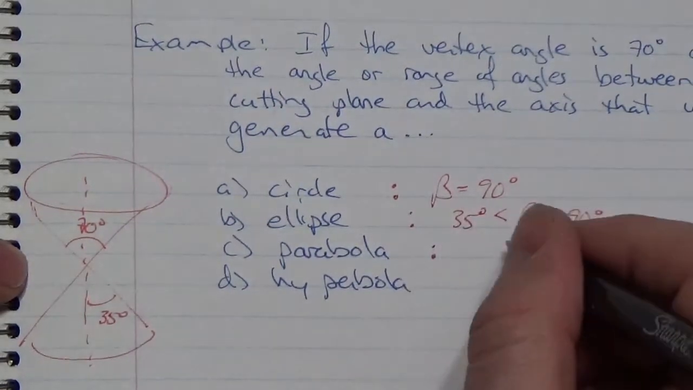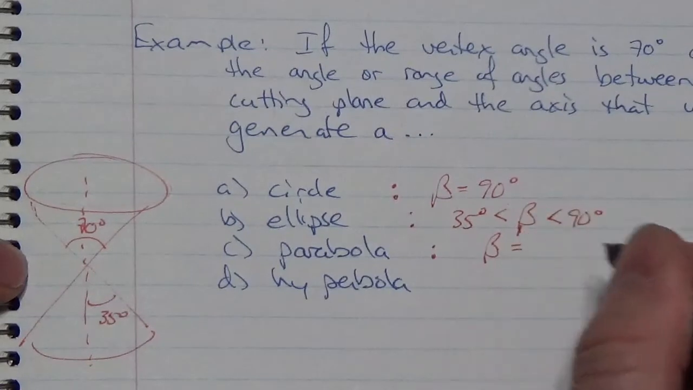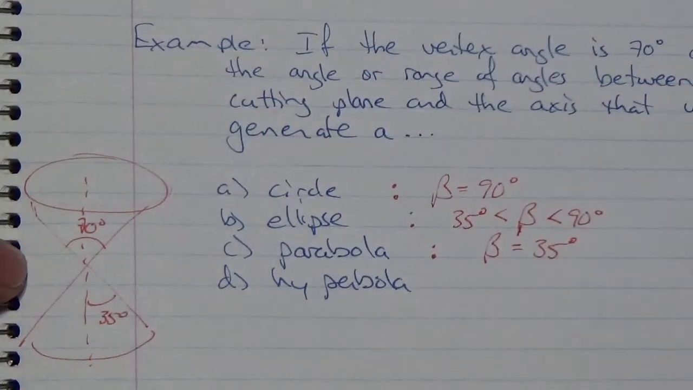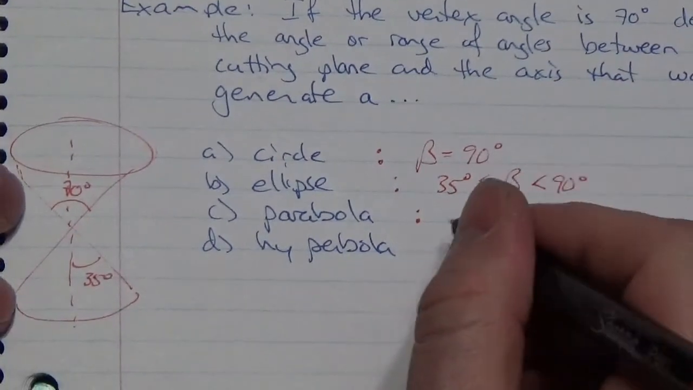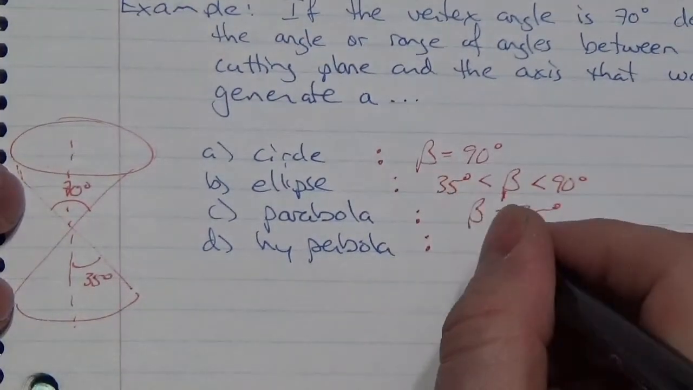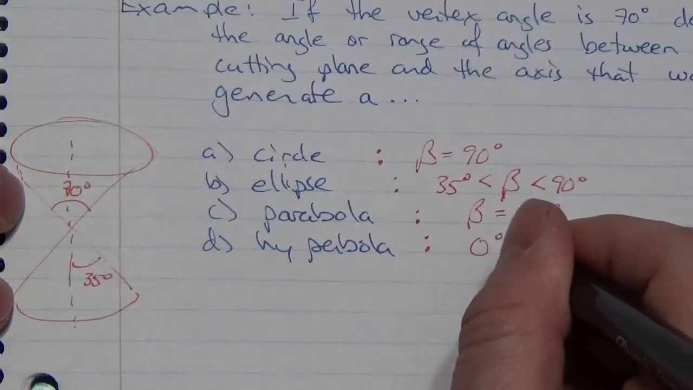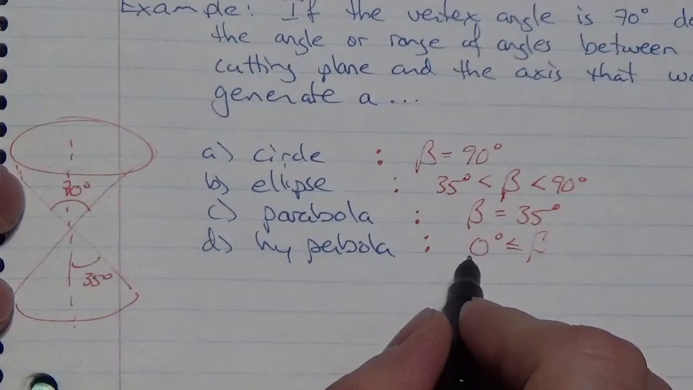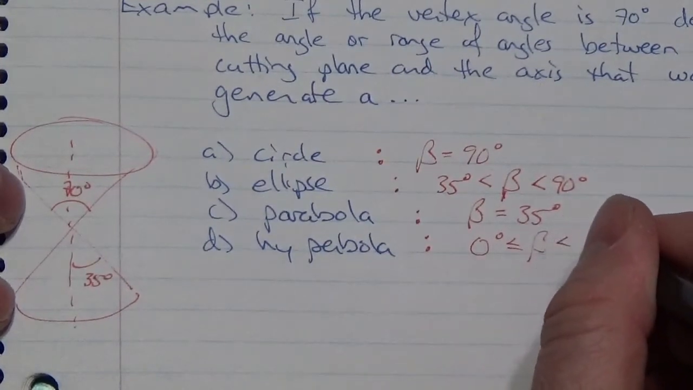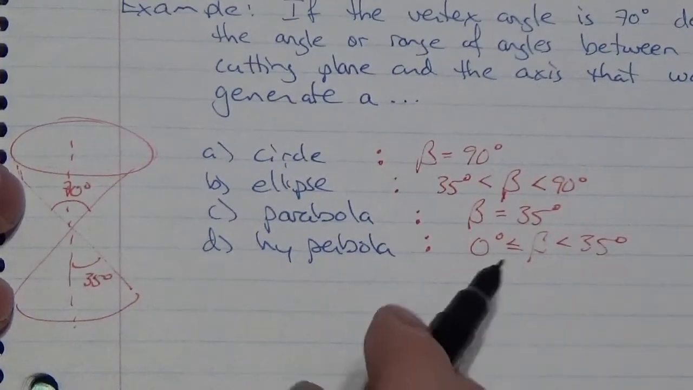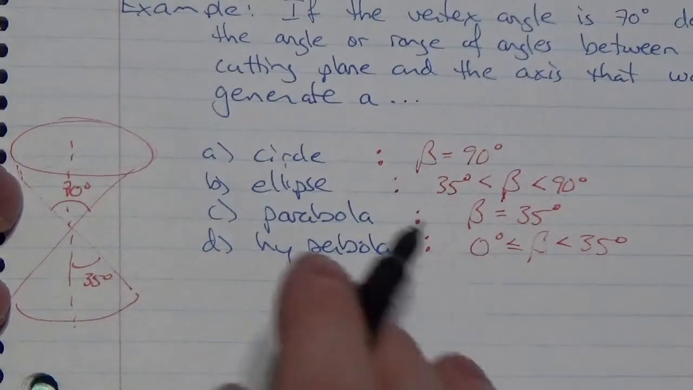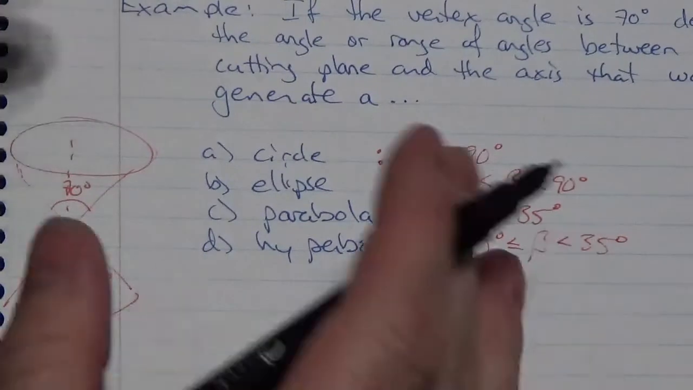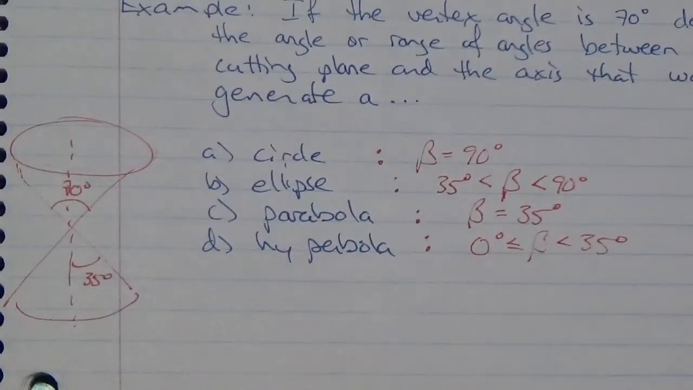If I want to get a parabola, then my cutting plane angle had to be equal to the generator angle, so that would be beta is equal to 35 degrees. And then to get a hyperbola, I know that this goes all the way down to 0 degrees. So my beta can be greater than or equal to 0 degrees, but it has to be less than the generator angle to produce a hyperbola. So this is just me throwing a number at a pattern that I'm already starting to get more and more comfortable with.